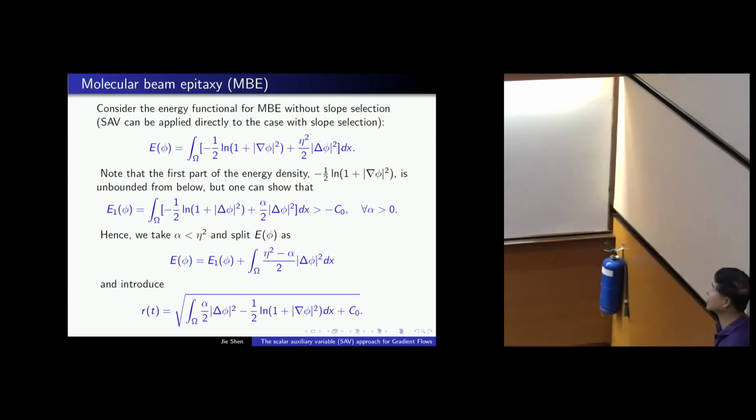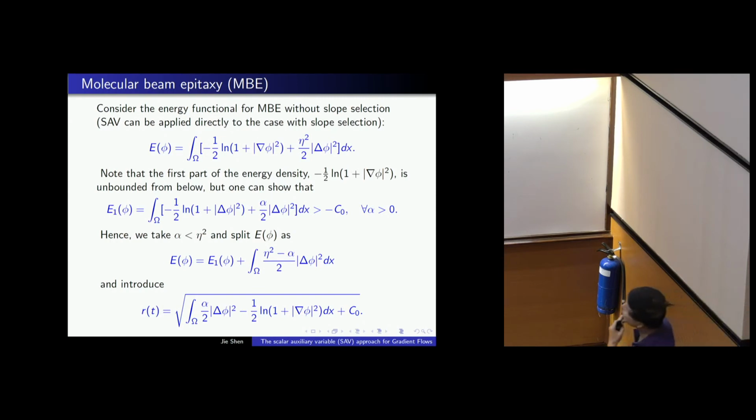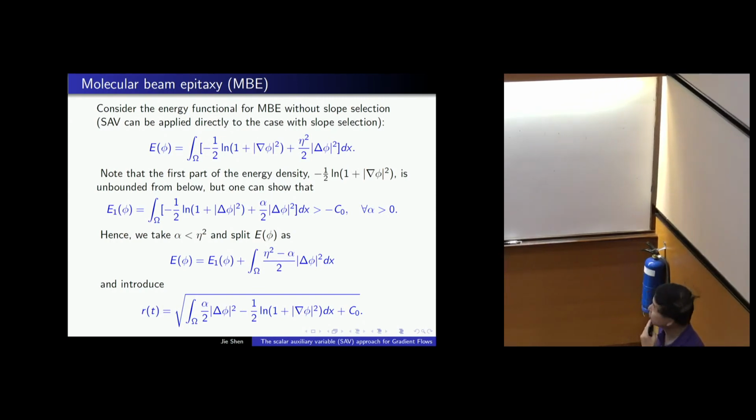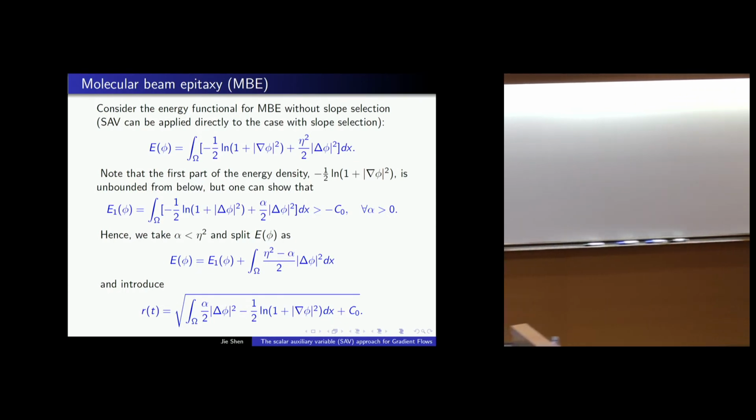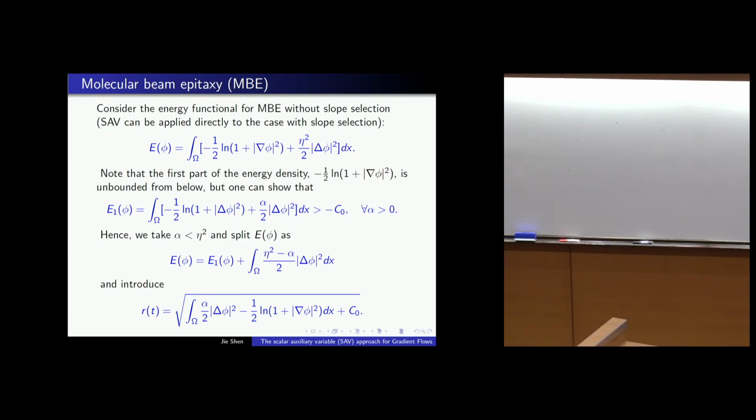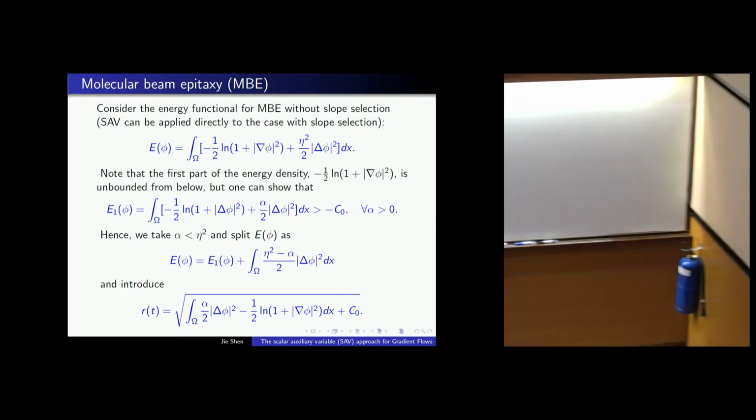Okay, so now we're going to talk about several applications. And one is the MBE, which was mentioned in this workshop. So here we look at the MBE without slope selection. With slope selection, it's much easier to deal with. And the problem without slope selection is that this part of the nonlinear term is not bounded from below. So once you don't have that sign, the recipe does not apply. So you have to do something.